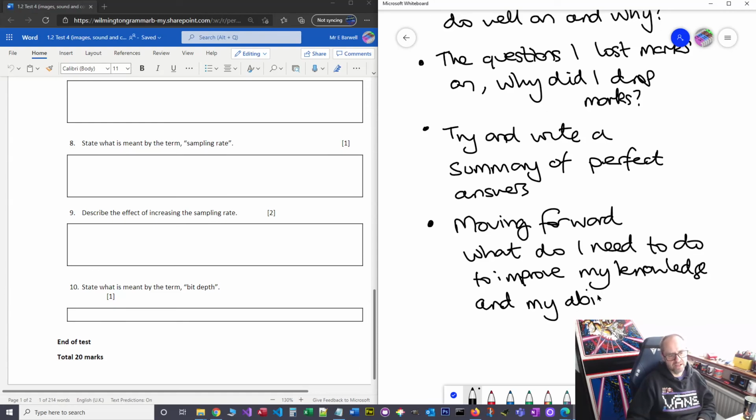Because at the end of the day, you might be able to have a really good verbal conversation with me, and I know some of you can do this, but when it comes to writing it down, that's when we hit a little hiccup. So that's what we've got to try and work on to access marks.